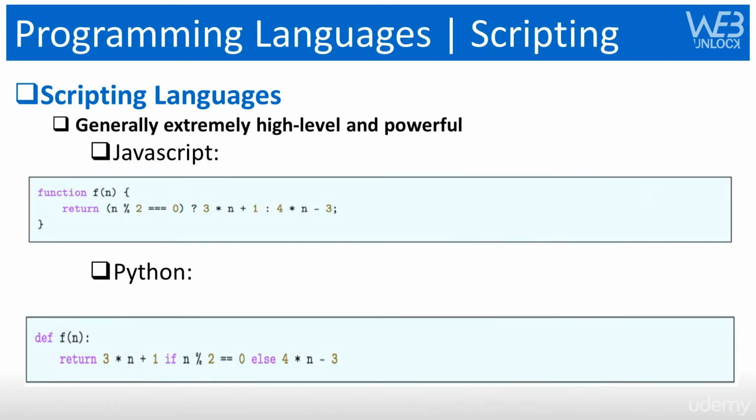Next higher level is called scripting languages. These are generally extremely high level and powerful. Two examples I have here are JavaScript and Python. The difference between these and the high-level languages like C#, C++ and C is that JavaScript is considered a dynamic language. So the same thing is true for Python.